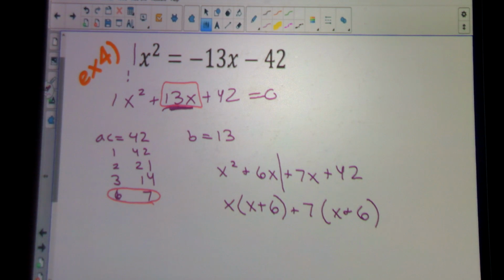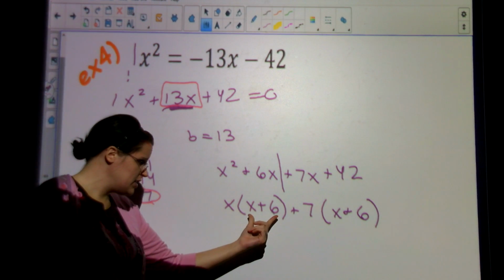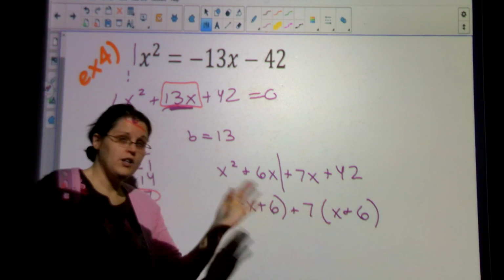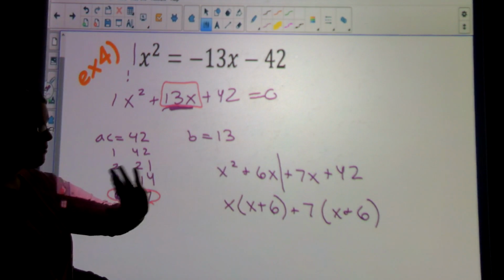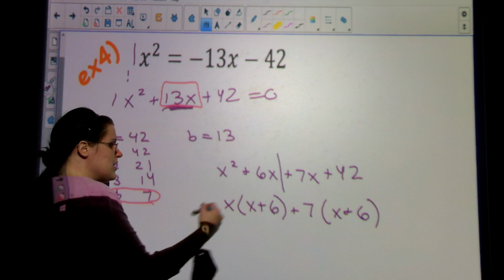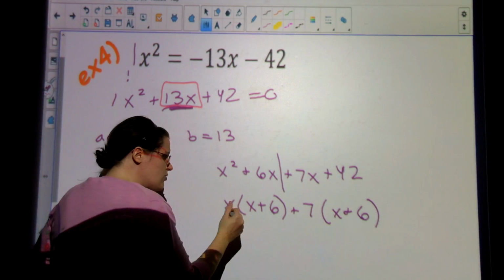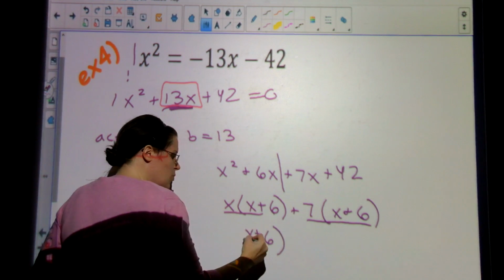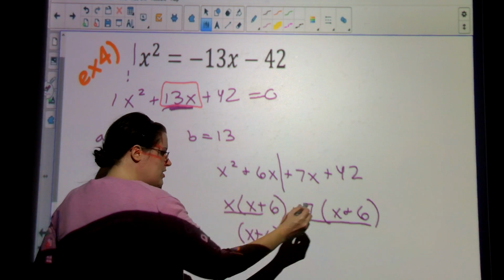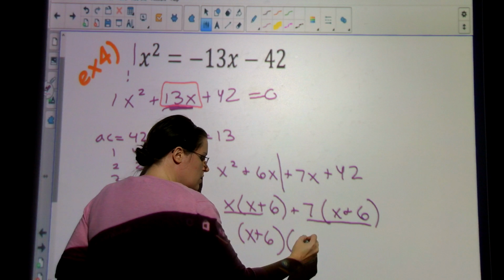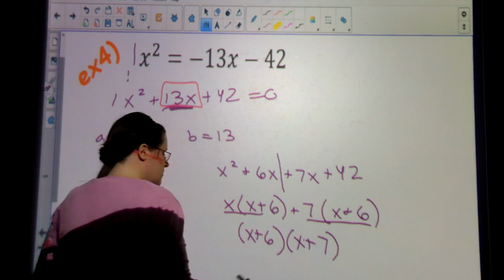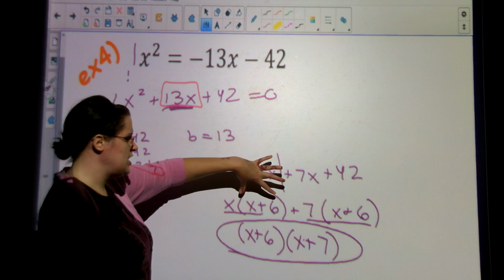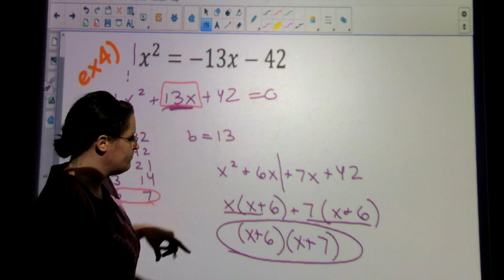Now, they better be the same thing. So notice inside my parentheses, I have the same numbers: x plus 6, x plus 6. That better happen every single time or you messed up. Because now I'm going to factor out, here's my two terms, x plus 6. What's left? Well, I took this, so x, took that, so 7. It's always going to factor to be what's in the parentheses and then the leftovers.